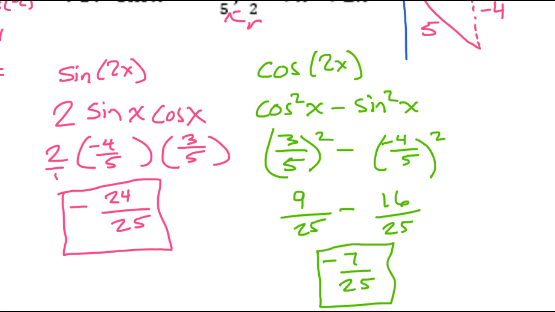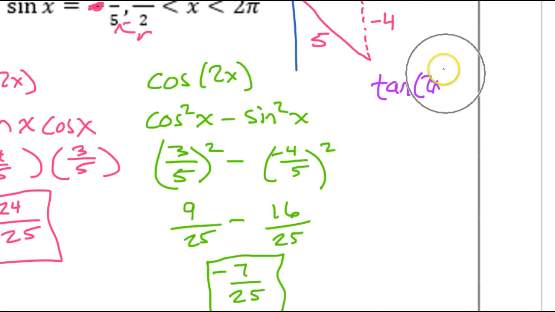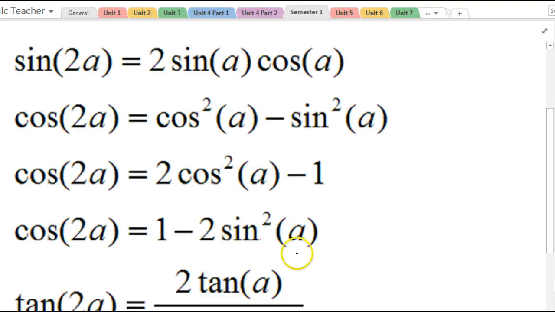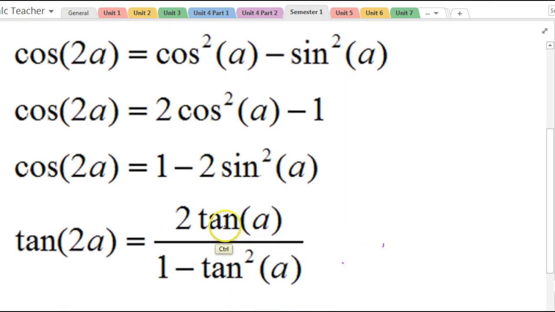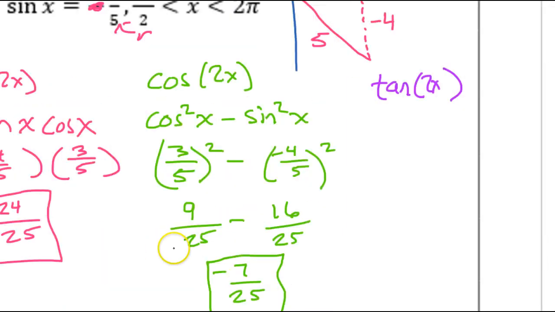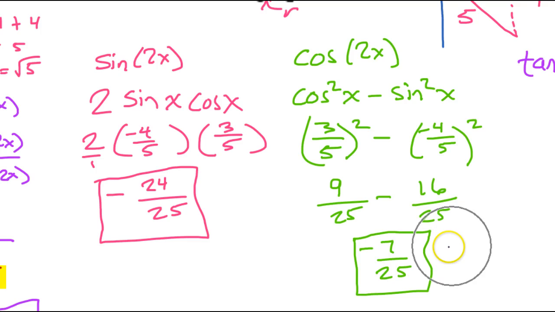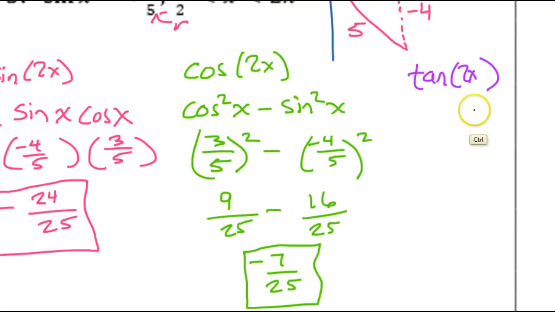Now, finally, we are supposed to find cosine. Wait, did I just say cosine? Last, we were supposed to find the tangent of 2x. All right, this is our final job, is to find the tangent of 2x. Now, I could use the formula for tangent if I wanted to. However, if I've just found the sine and the cosine, it would be easier just to use those. Because we know that tangent is sine over cosine.